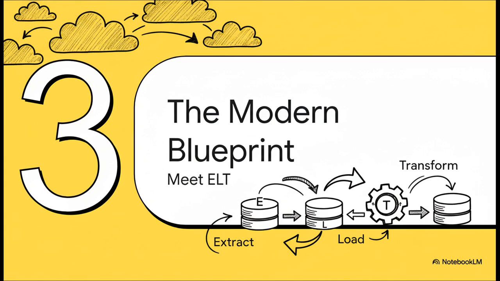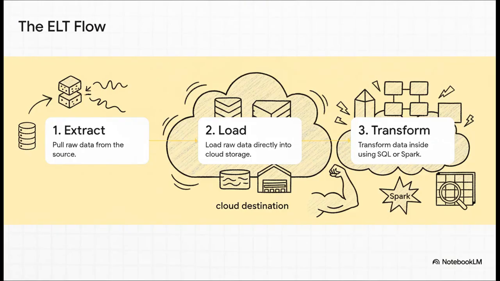And that bottleneck, that rigidity, well, that's exactly why the modern alternative was born, ELT. See what they did there? They just flipped the last two letters. Now we extract, load, and then we transform. With ELT, the whole philosophy is get the data in first, we'll sort it out later.